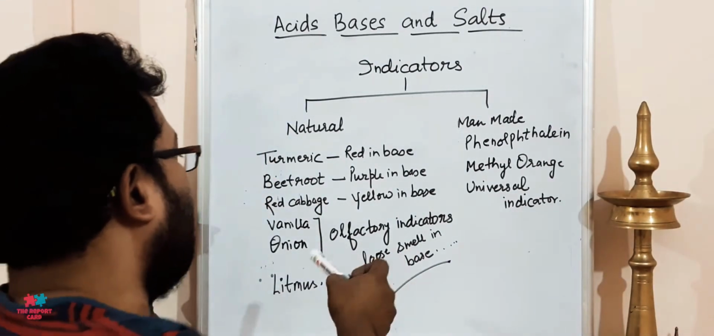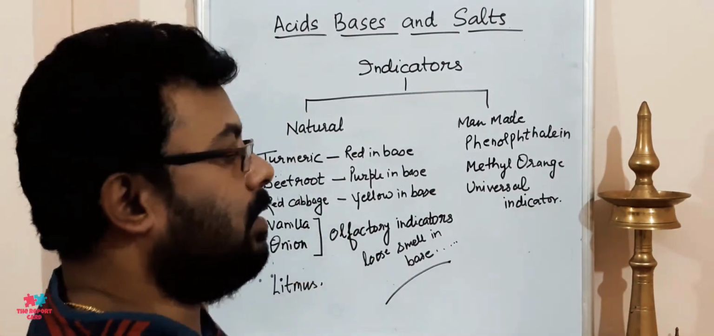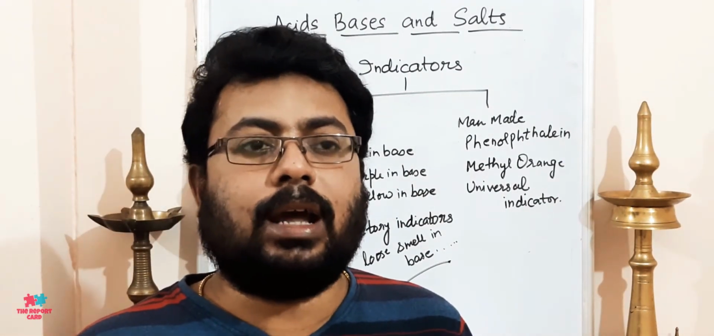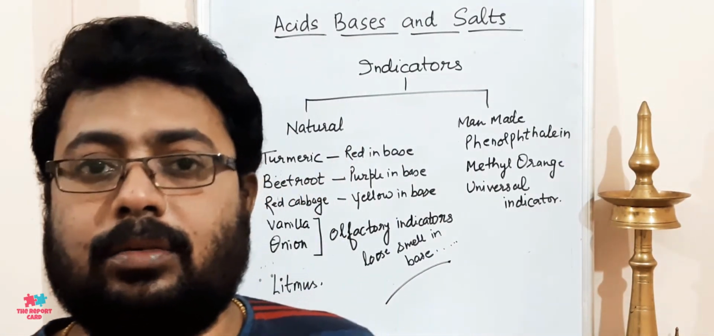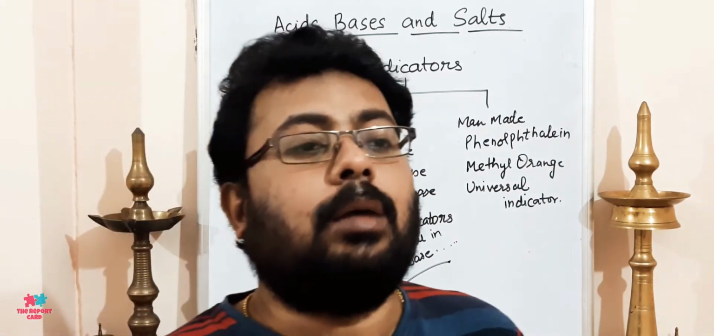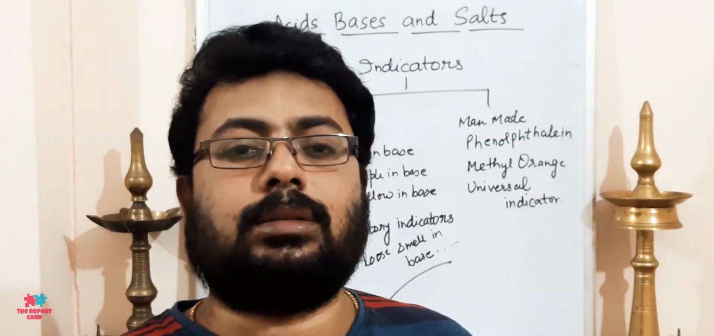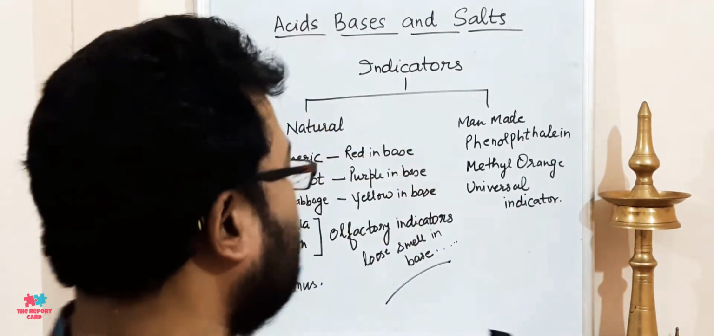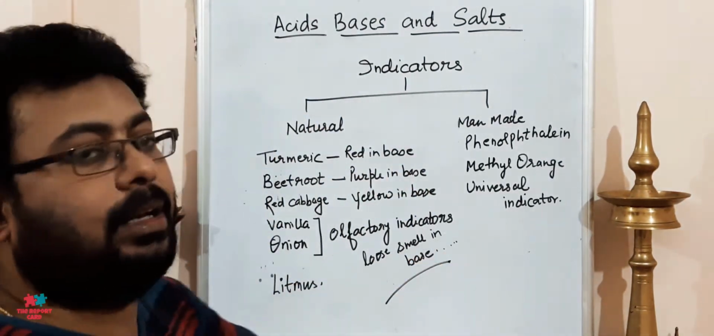Okay. Similarly, we have vanilla and onion. Now vanilla and onion, they don't change their color. What happens? They have a very strong smell, vanilla and onion, right? But when you add them in a base, they lose their smell. So such types of indicators are called olfactory indicators.